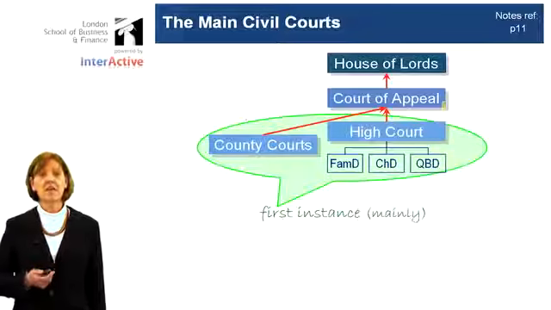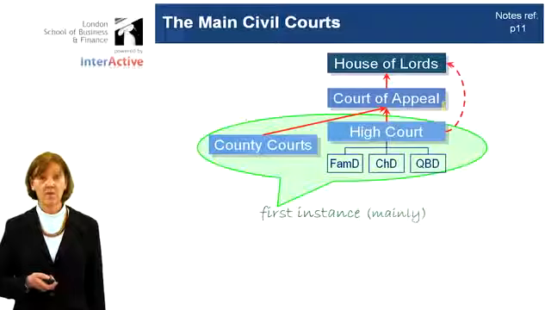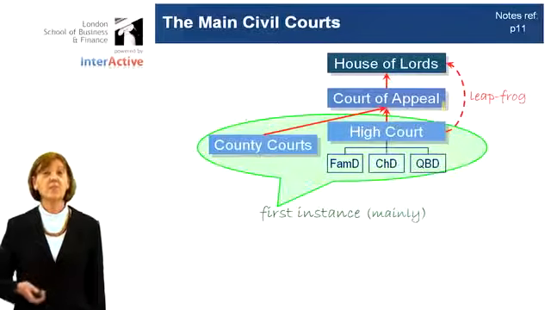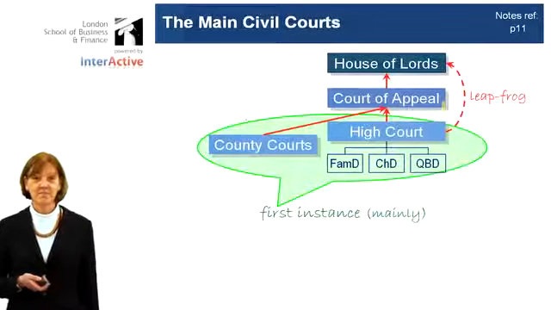But there is an oddity that we do need to make mention of. And that is to say that it is possible to appeal from the High Court direct to the House of Lords, missing out the Court of Appeal. That's called a leapfrog appeal, because you're jumping over the Court of Appeal. If you've ever played the children's game called Leapfrog, you'll know exactly why it's called that.